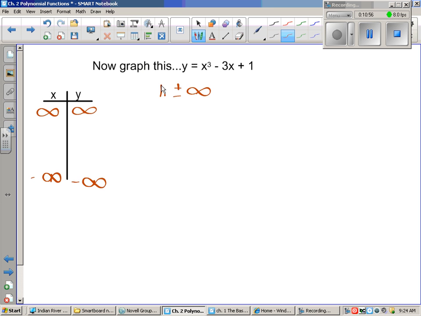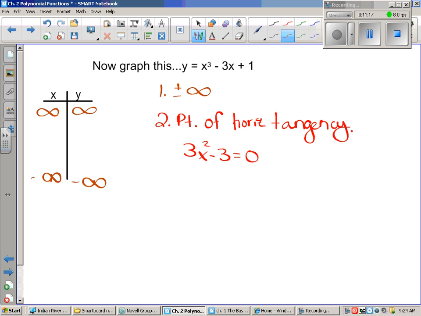Second step. What was the second step whenever we're sketching any curve? Points of horizontal tangency. Good. So what does that mean to do? That means we got to take the derivative and we got to set it equal to 0. So we're going to basically solve this and find where those spots are. So I get plus or minus 1. You'll notice that I didn't forget the plus or minus when we take that square root.